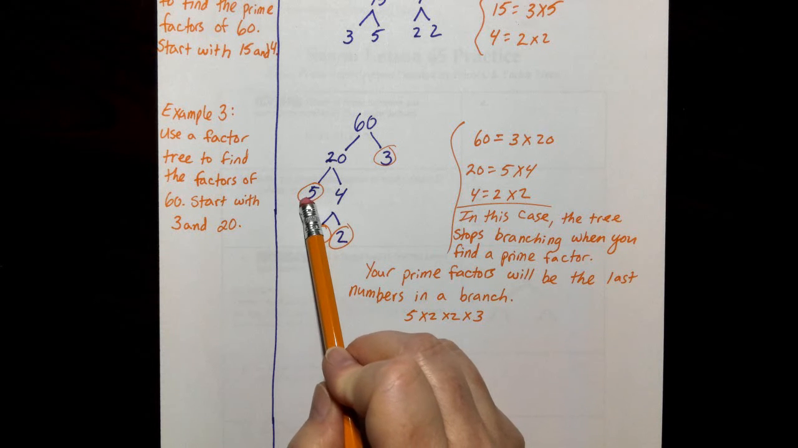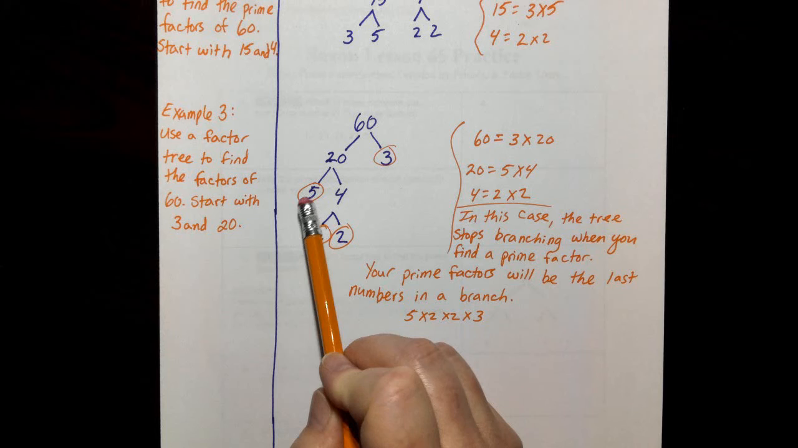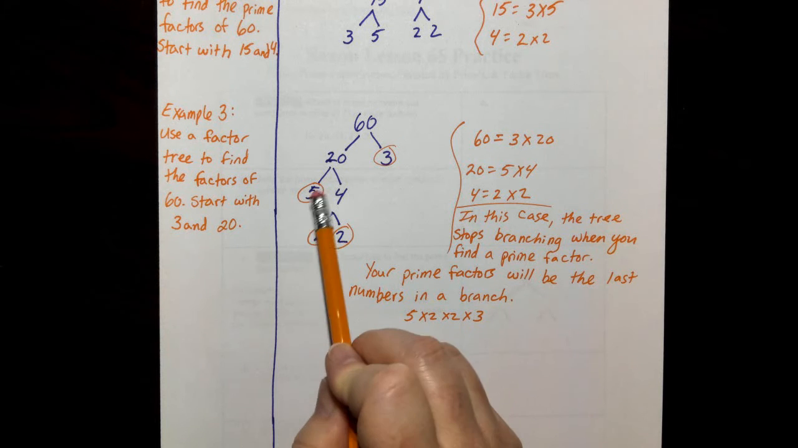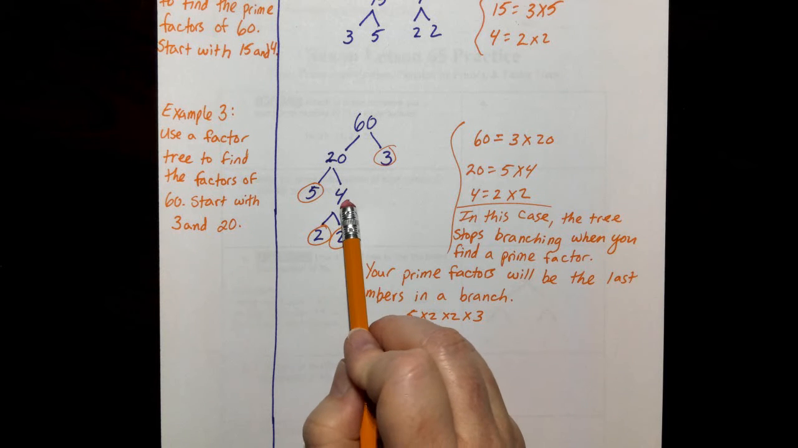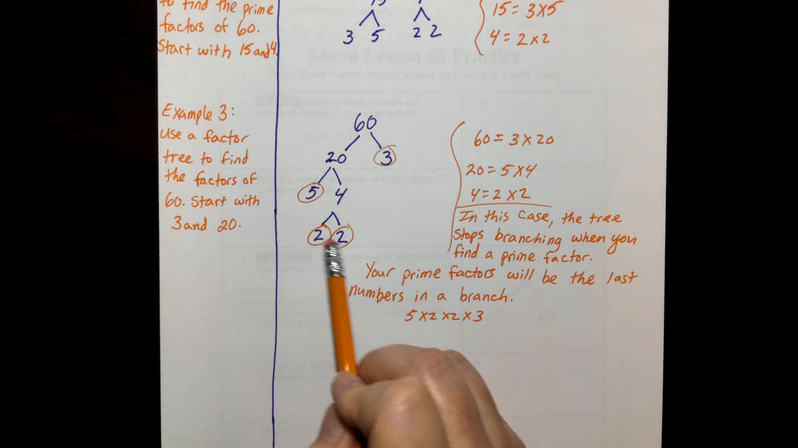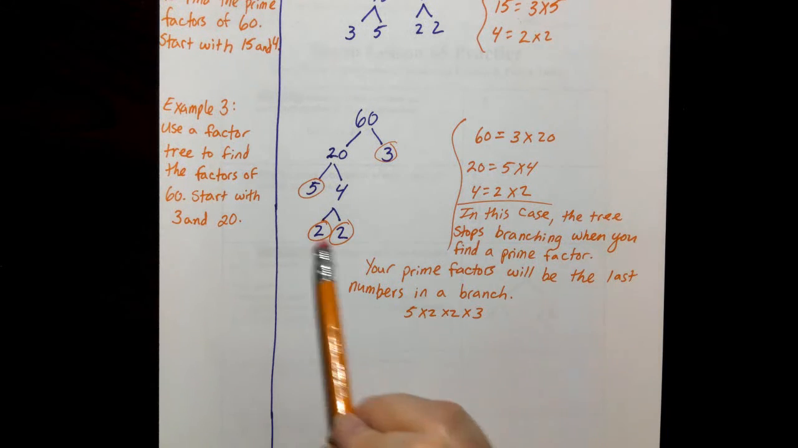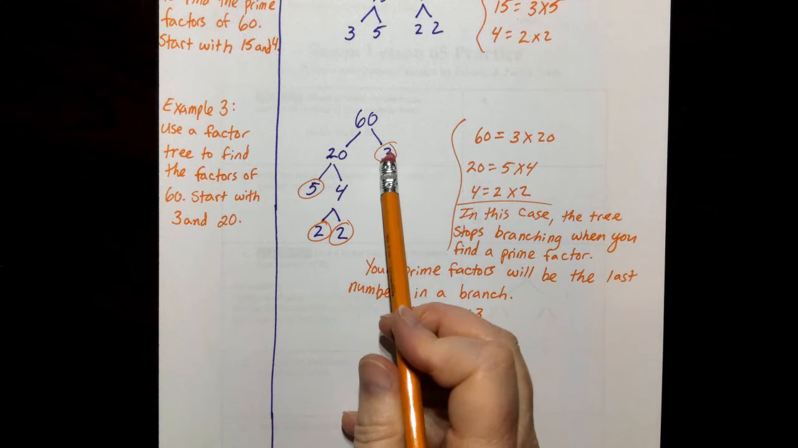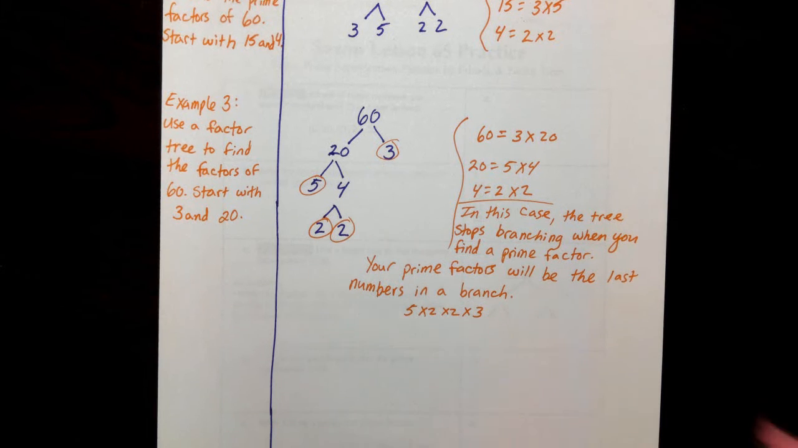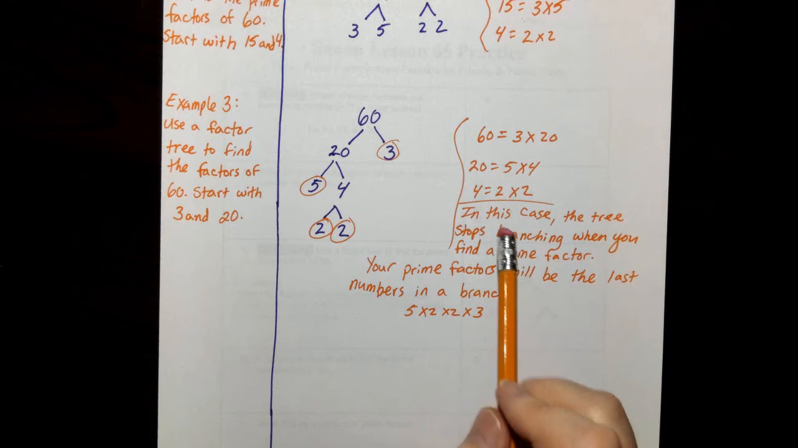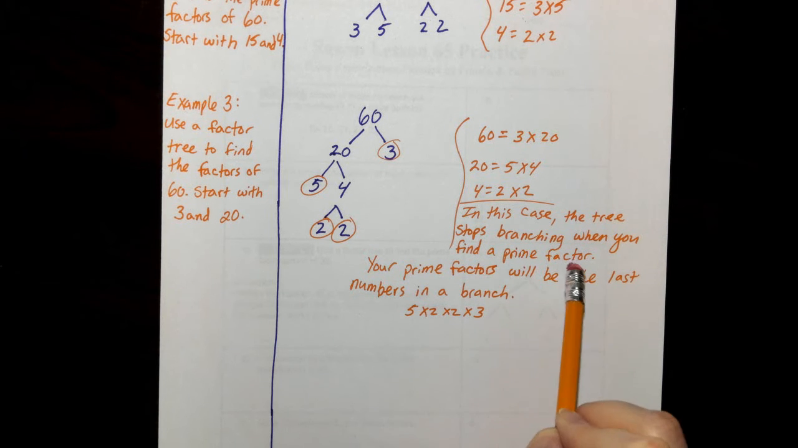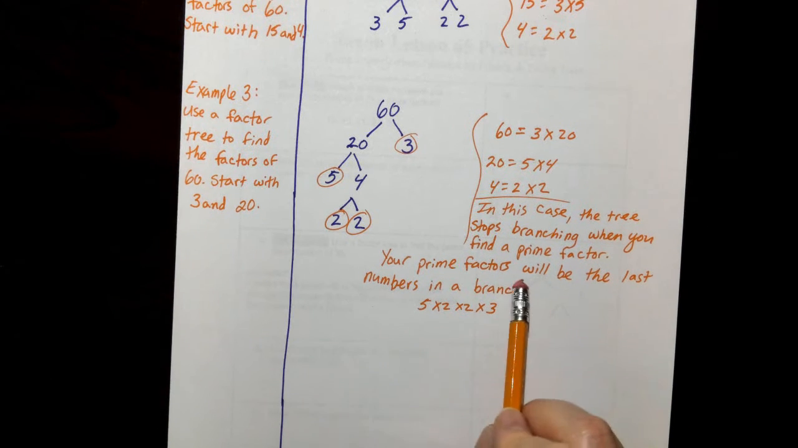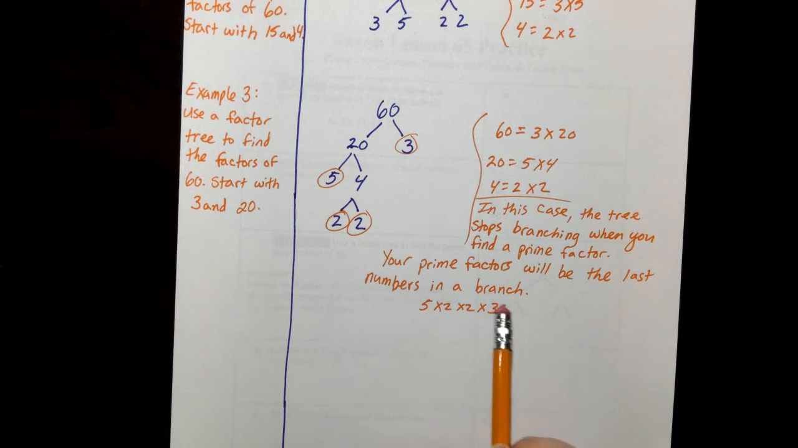So 4 times 5 is 20. 5 is a prime number. So I can stop on that 5. It's done. Leave it alone. But 4 is composite, so we need to break it down. 4 is 2 times 2. So now I have prime, prime, prime, prime, and I have no more branches left, so I'm done. So in this case, the tree stops branching when you find a prime factor. Your prime factors will be the last numbers in a branch.